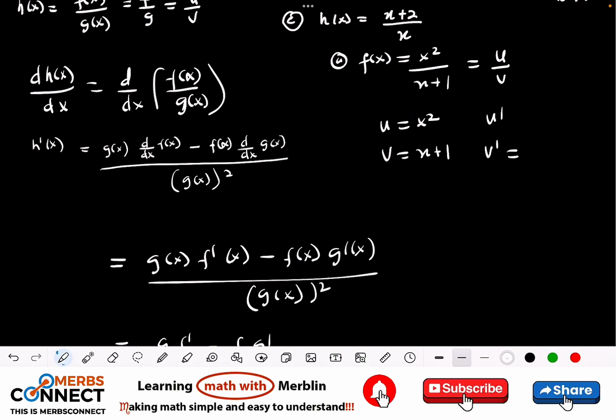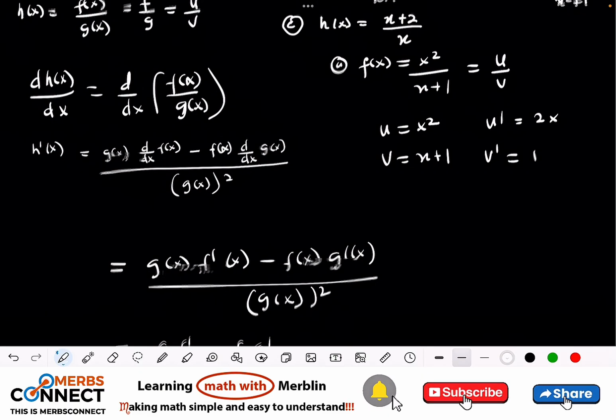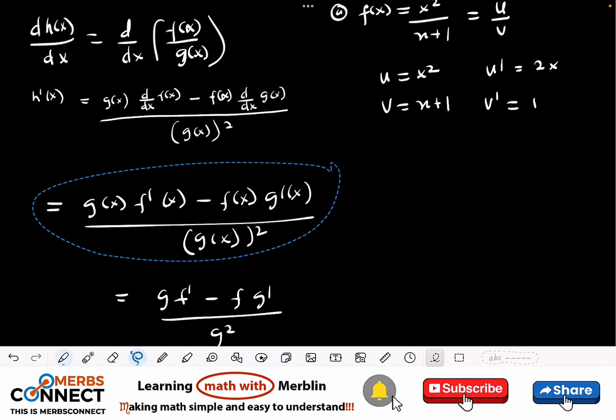What is u prime? Based on the power rule, when I differentiate x squared, I'm going to have 2x. And then when I differentiate x plus 1, I'm going to have 1. Because when I differentiate x, I get 1. And when I differentiate 1, I get what? 0. Okay. So now, what I need to do is, now what will be f prime? That's the most important thing that we need to think about here.